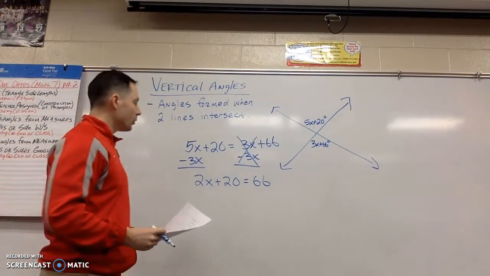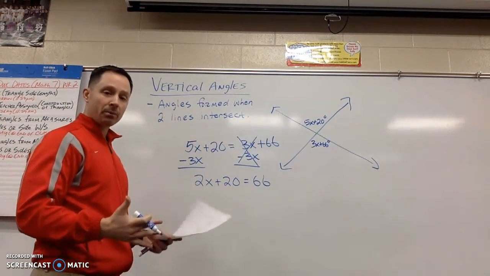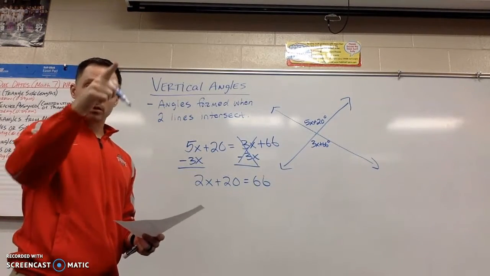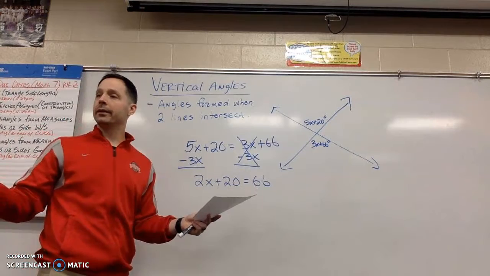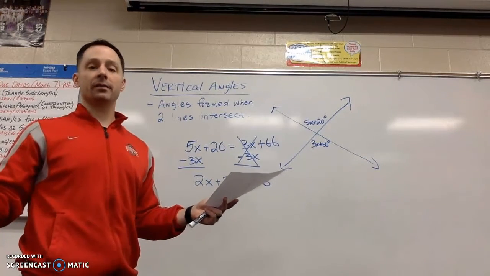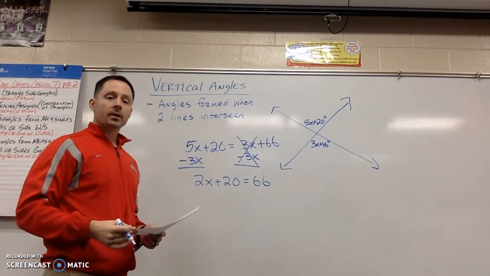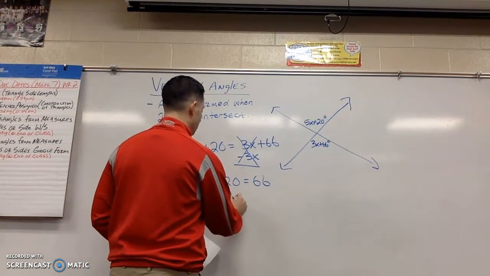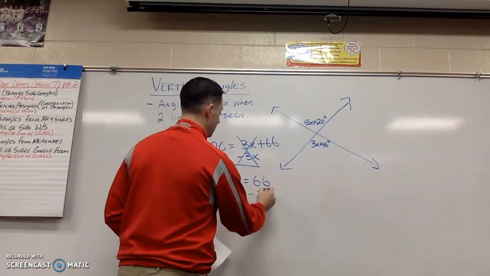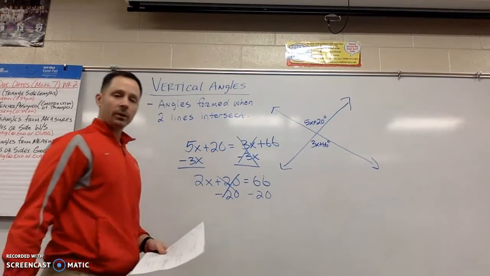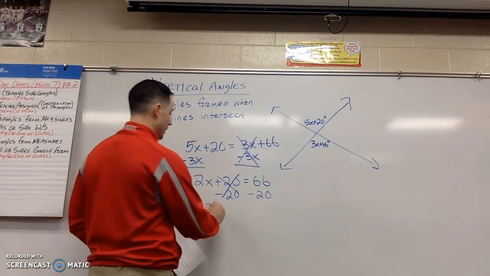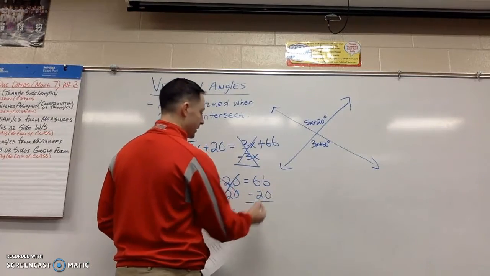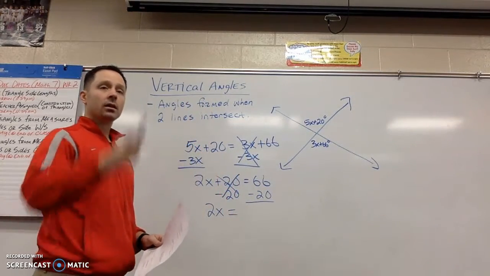Okay? So to get rid of this 20, we have a plus 20. What do we have to do? Is anybody awake? Anybody? Okay, I'll tell you what it is. Plus 20, the opposite of that is minus 20. So that will get rid of that. So we got 2x on the left side, bring our equal sign down, and then 66 minus 20.